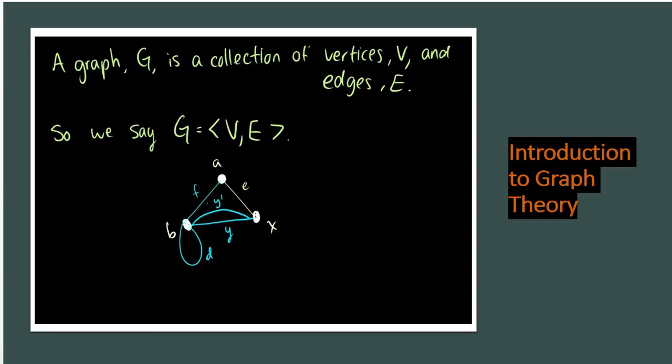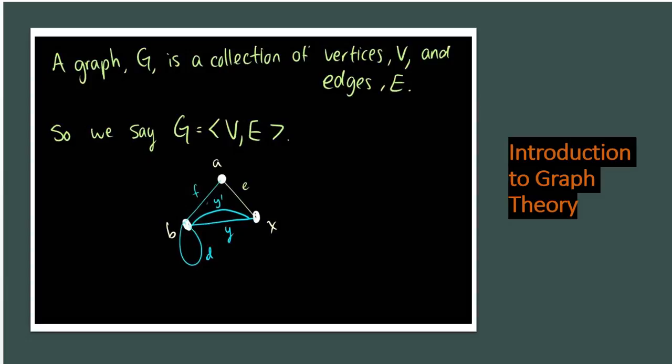So what is graph theory? A graph, let's say G, is a collection of vertices, which is denoted by V, and edges, which is denoted by E. Simple definition: a collection of vertices and edges. Now what are vertices? If you can see the dotted points there, these are called vertices. So all of these are vertices.